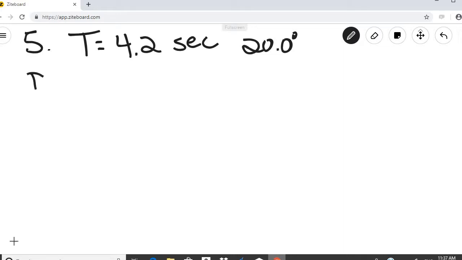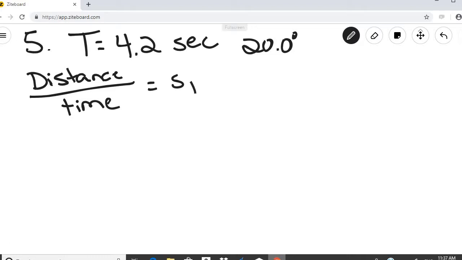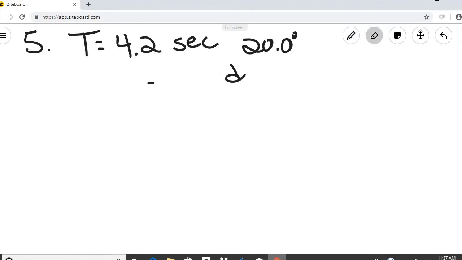Okay, so distance divided by time will give us the speed. Okay, so that's the equation we just did. And then we should be able to determine the distance using that equation, but first we need to know the speed of sound.